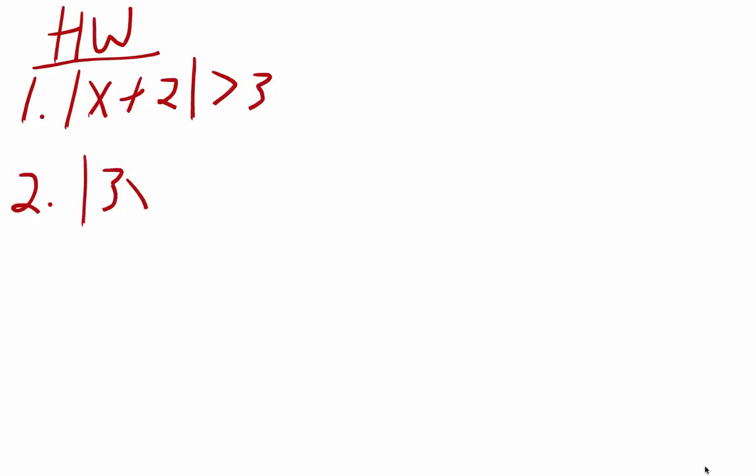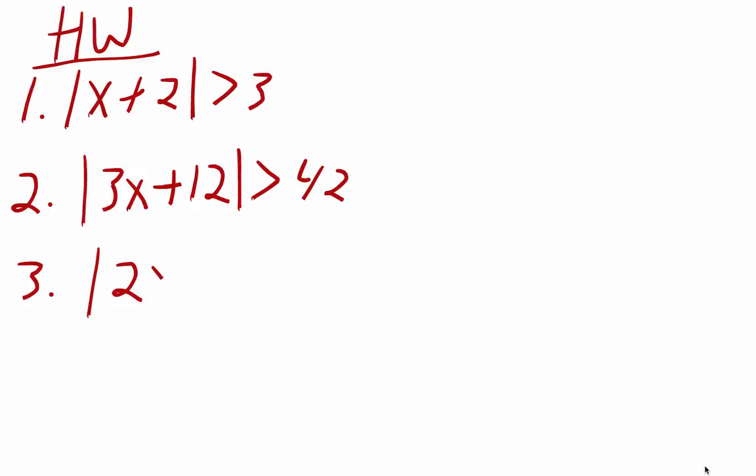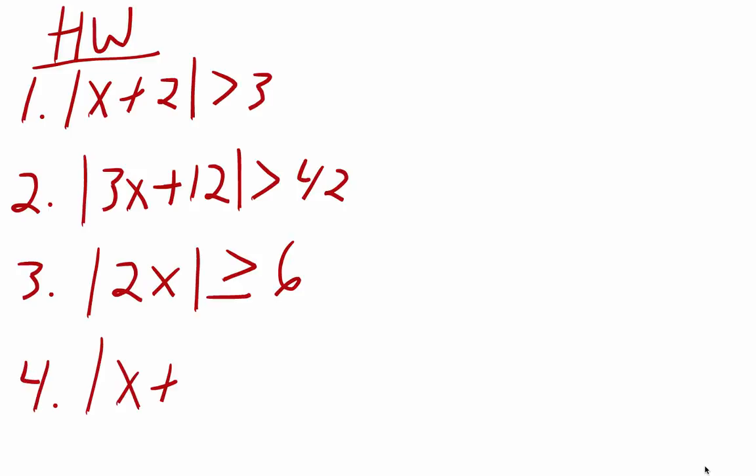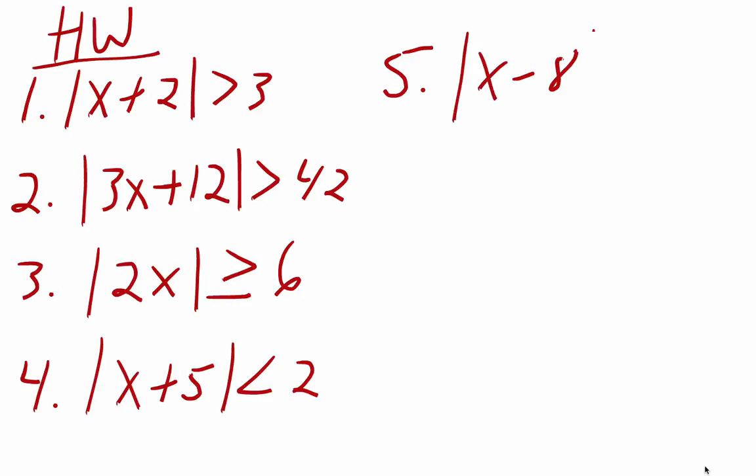So the first one is the absolute value of x plus 2 is greater than 3. The second one is 3x plus 12 is greater than 42. The third one is 2x greater than or equal to 6. The fourth one, x plus 5 is less than 2. And the fifth problem will be x minus 8 is greater than or equal to 3.